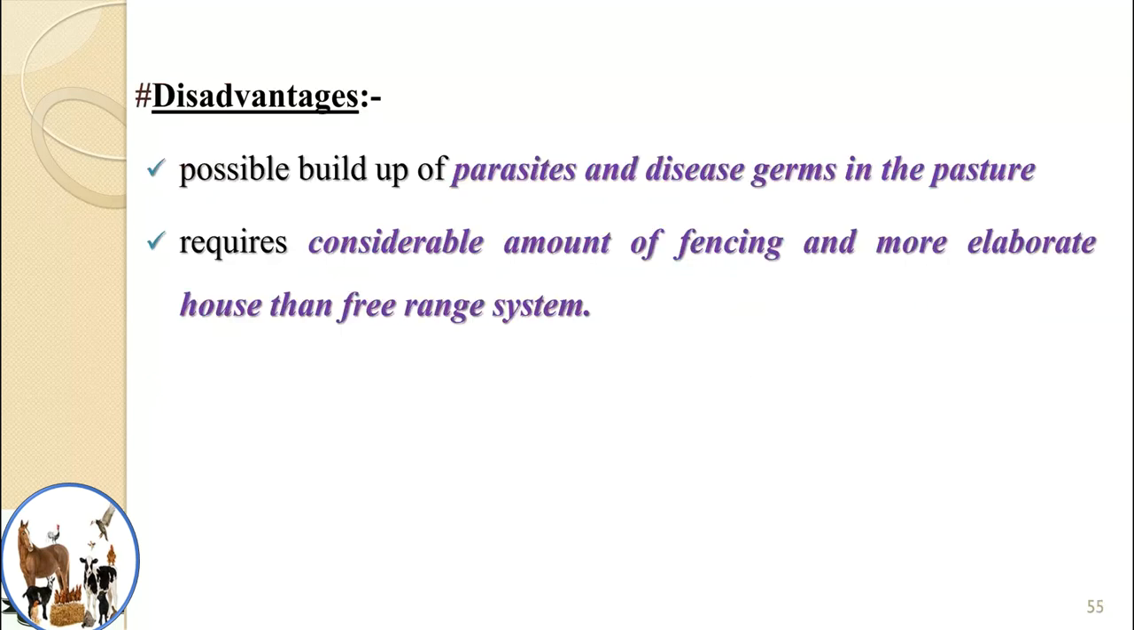Then the disadvantages of this are that there is a possibility of a lot of parasites and disease germs in the pasture, and this requires a considerable amount of fencing and a more elaborate house than the free ranging system. So one needs to protect the birds from going out, so fencing is required, and more investment is always required than for the free range system.